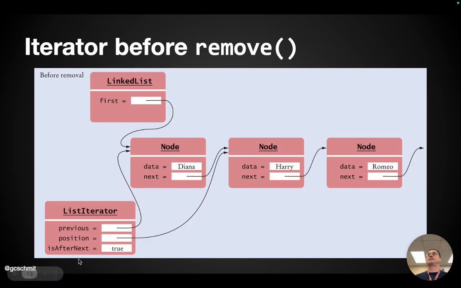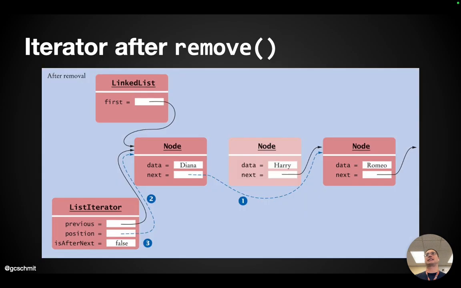In this case, the iterator's position refers to the node whose data is Harry. That means we just called next to iterate over the node whose data is Harry. And so when we invoke remove, the node whose data is Harry is going to get removed. You can anticipate that this is a little bit more complicated because we have to unlink this node, which means changing several things. So let's look at what it needs to look like at the end.